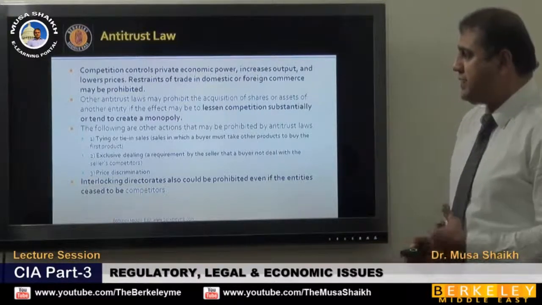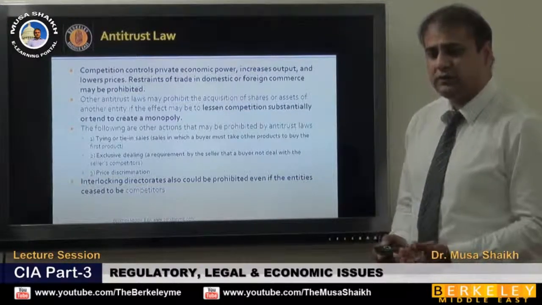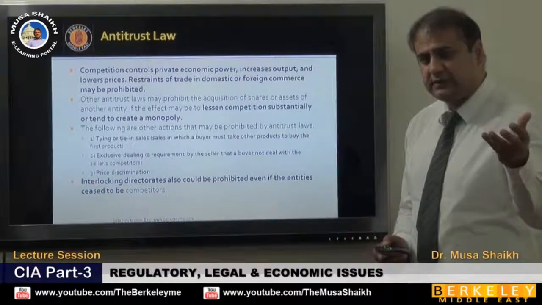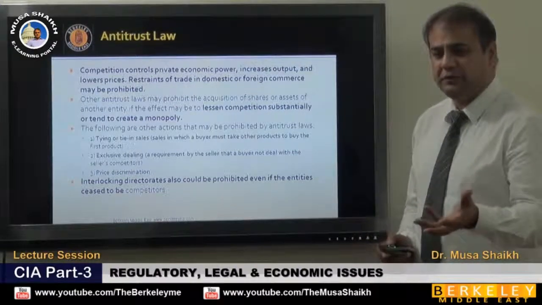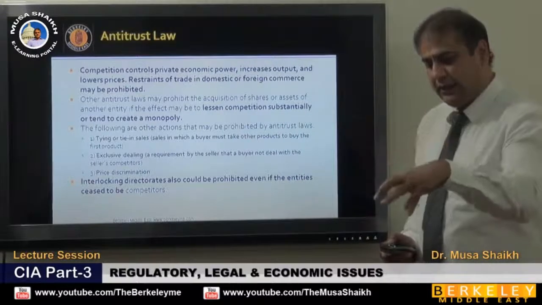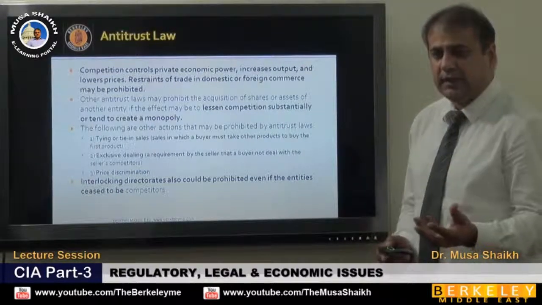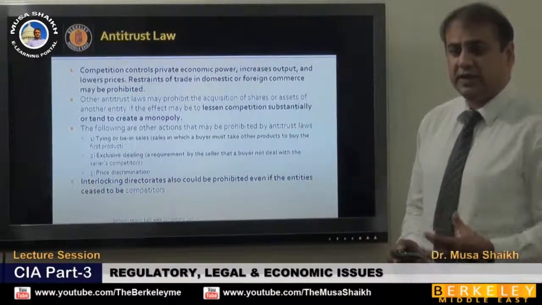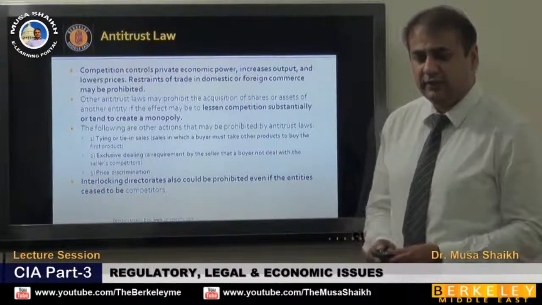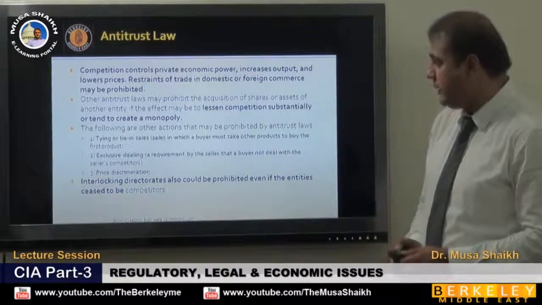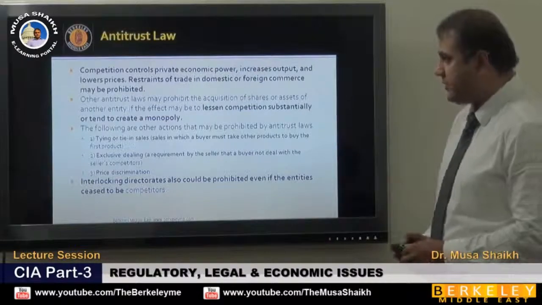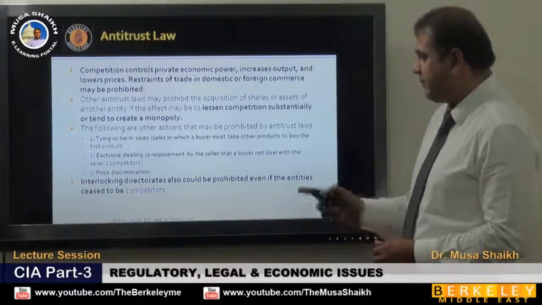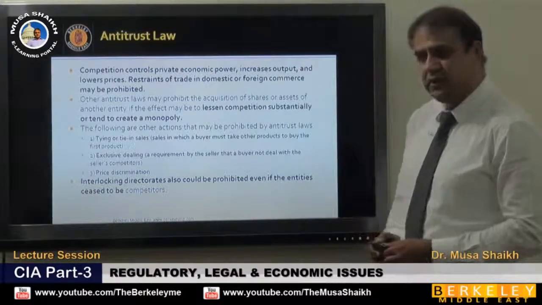Antitrust law is about competition, which we have to control because of the public. If private companies keep increasing the prices, what will happen to normal people? That's why there is a regulator for price stability and the availability of food items and other items, to make sure that they are available in the market. Antitrust laws may prohibit the acquisition of shares or assets of another entity if the effect may be to lessen competition substantially or tend to create a monopoly.